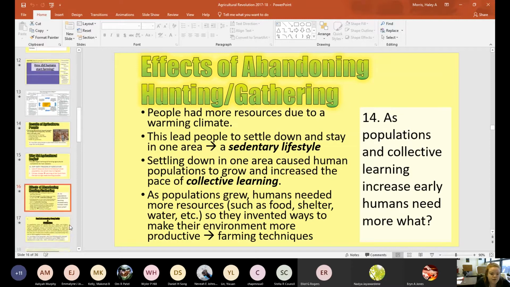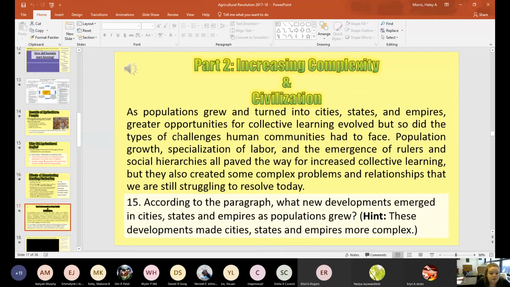Okay, next slide. As populations grew and turned into cities, states, and empires, greater opportunities for collective learning evolved, but so did the types of challenges human communities had to face. Population growth, specialization of labor, and the emergence of rulers and social hierarchies all paved the way for increased collective learning. But they also created some complex problems and relationships that we are still struggling to resolve today.